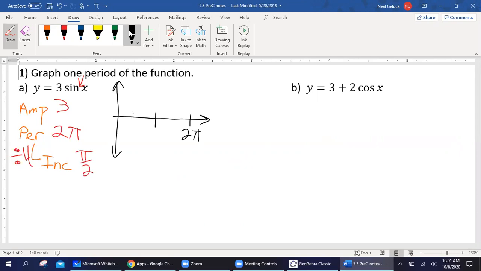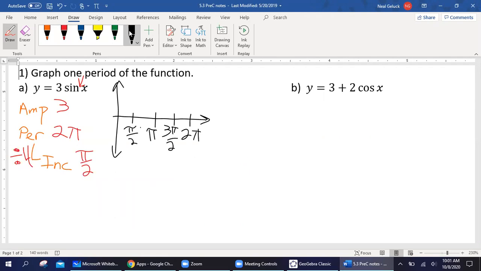I slice that in half. I slice each half in half. Each increment on the axis is pi over 2. So again, we have pi over 2 plus pi over 2, which is pi, plus a pi over 2, which is 3 pi over 2, and finally 2 pi.